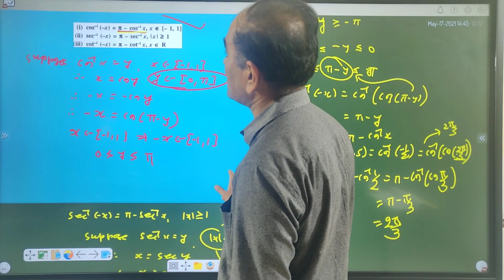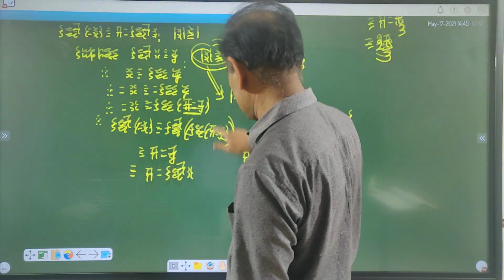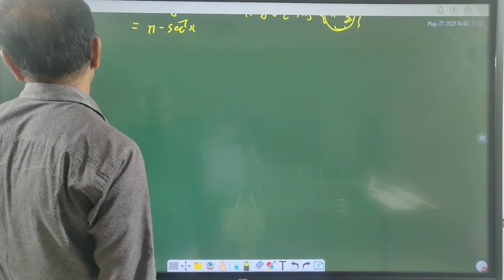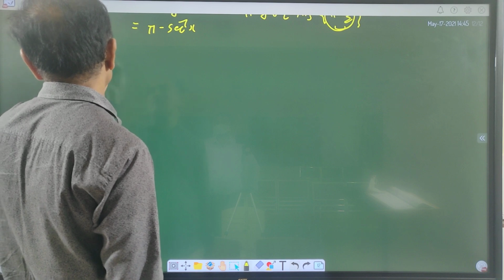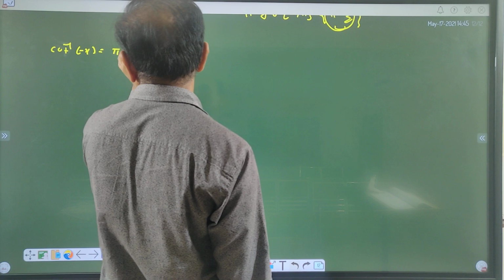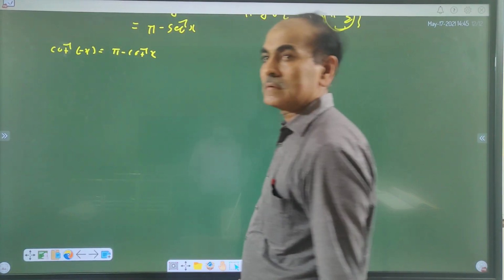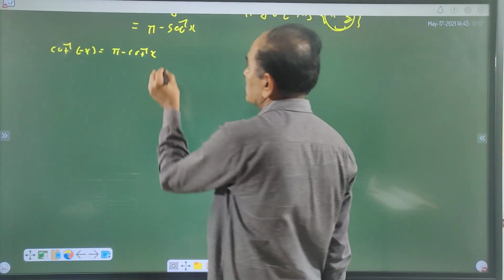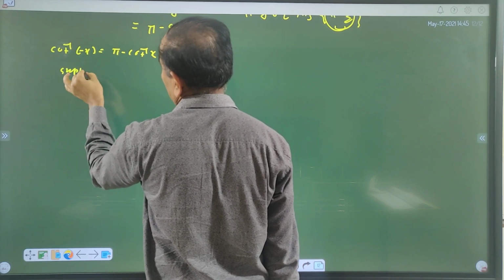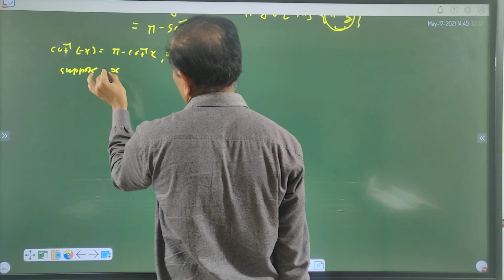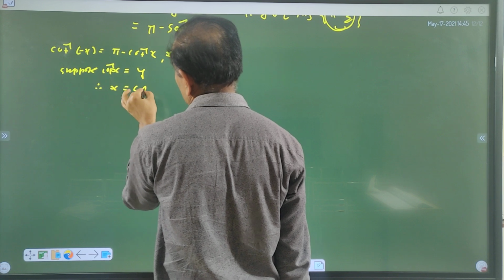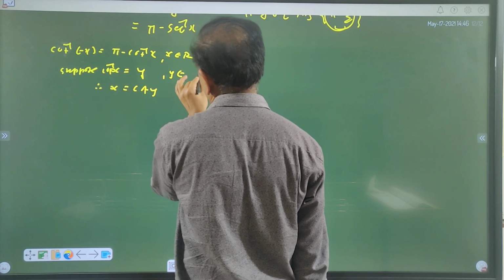See, the third one: cot inverse of minus x is equal to pi minus cot inverse x. So let us see that part. Here x belongs to R. Suppose cot inverse x is equal to y. So x is equal to cot y. What can you say about y? y is from where to where?